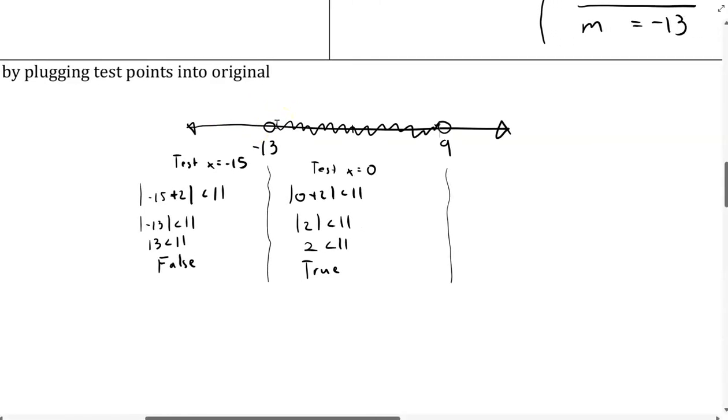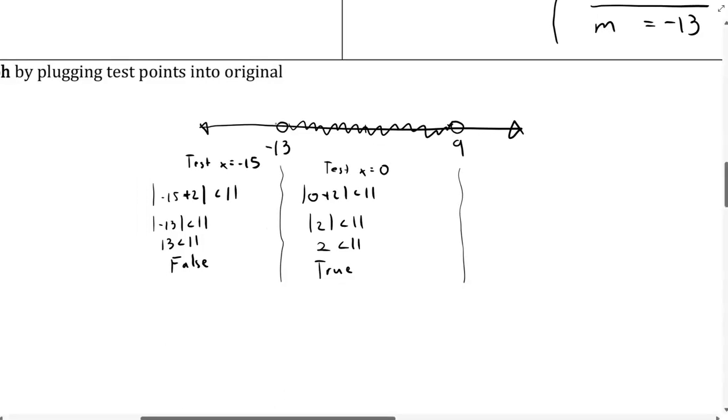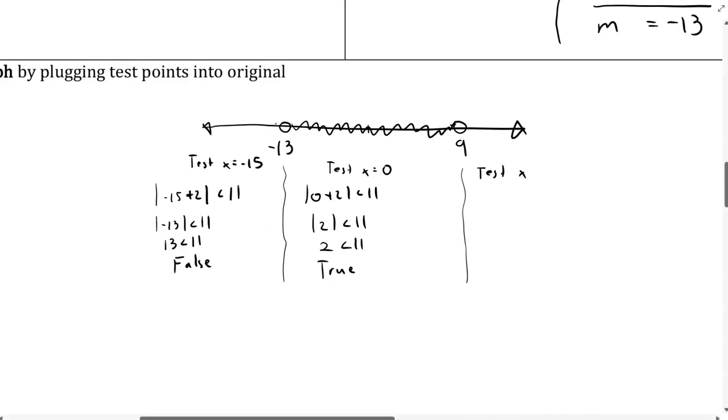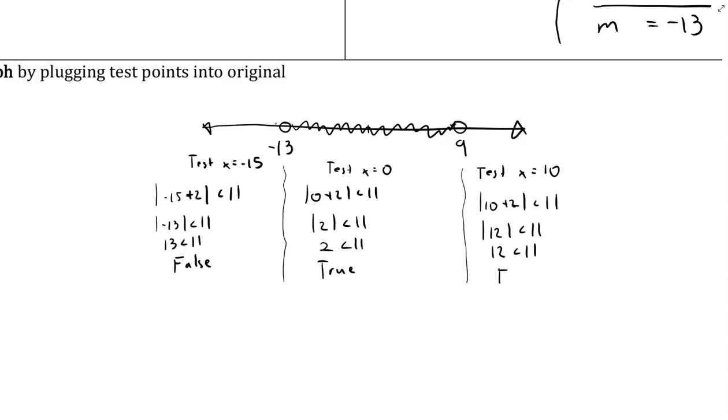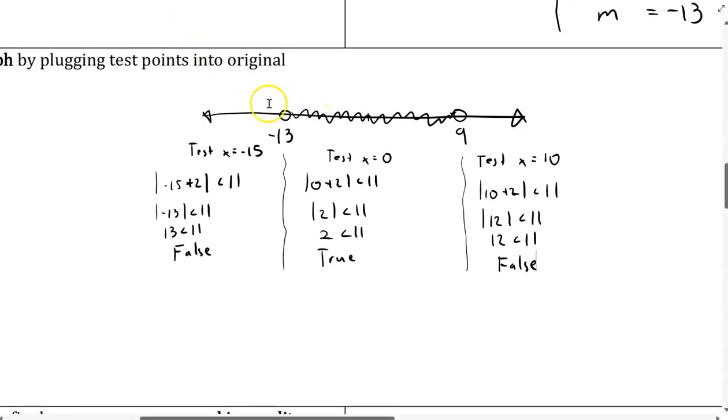And then lastly, we have this rightmost section. And so we need any point to the right of 9, or any point that is bigger than 9. So we'll test x equals 10. So we have the absolute value of 10 plus 2 is less than 11. This is going to be the absolute value of 12 is less than 11. And the absolute value of 12 is 12. And saying that that is less than 11 is false. So we have only this middle section that is filled in.